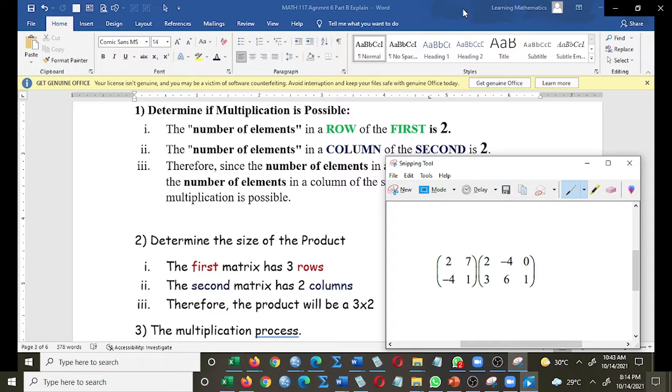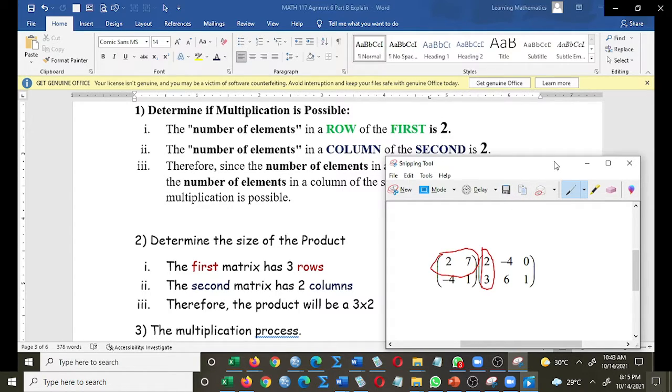I'm talking about the multiplication. The row of the first has two elements, exactly, 1, 2. And the column of the second has two elements as well. Right. So multiplication is possible. Agreed? Yes, sir. 1, 2, 1, 2.